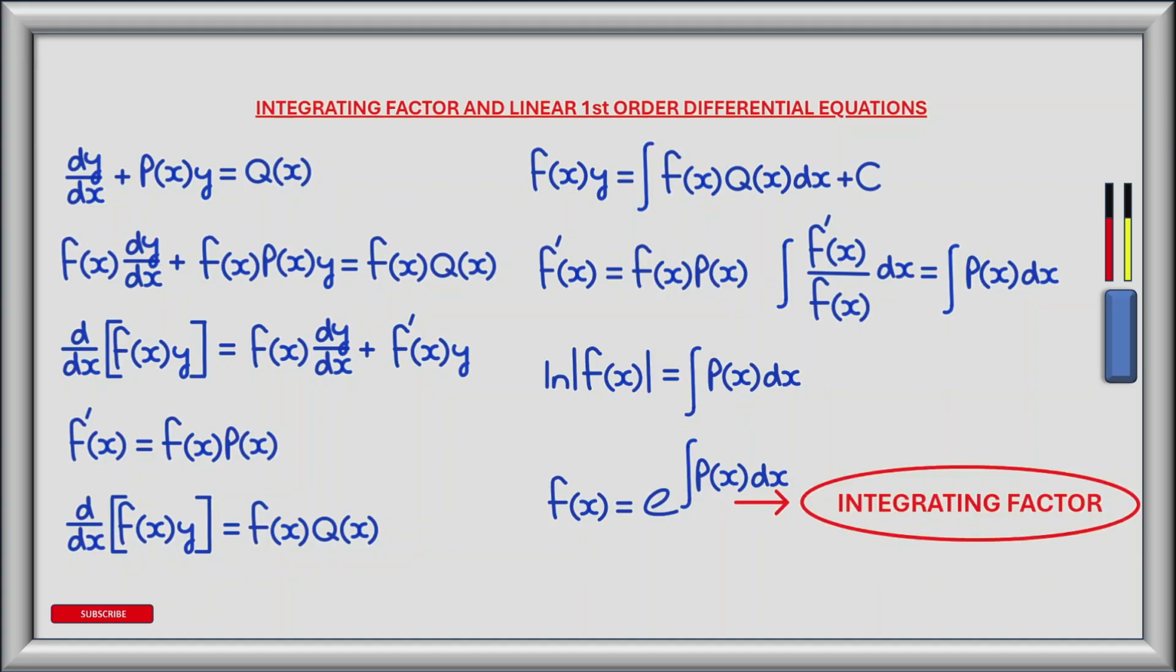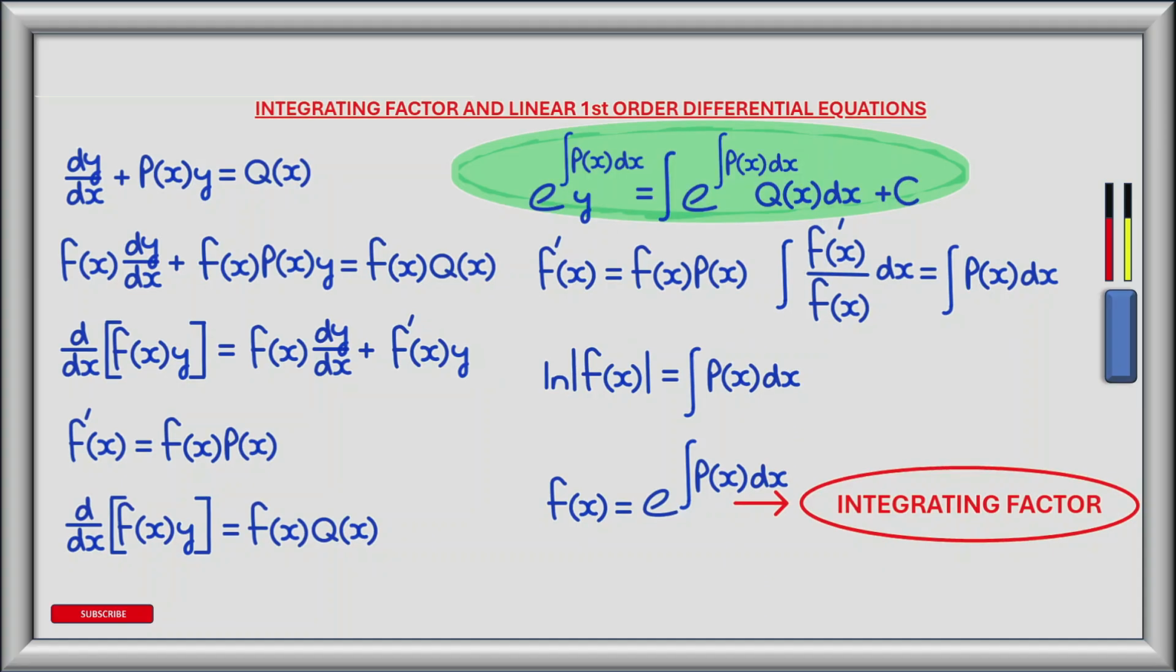So we can replace f of x in the general solution to the differential equation shown here. And the general solution then becomes e to the power of the integral of p of x dx multiplied by y is equal to the integral of e to the power of the integral of p of x dx multiplied by q of x dx plus a constant of integration c.